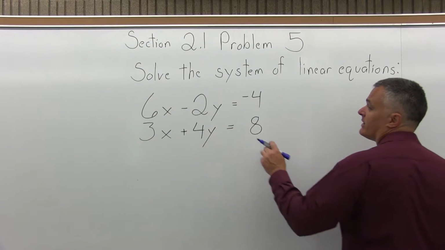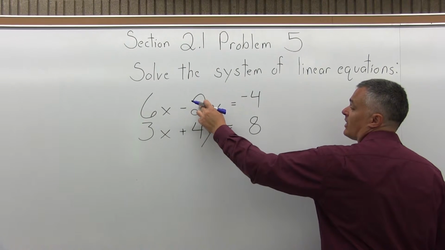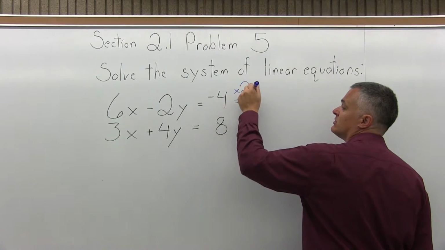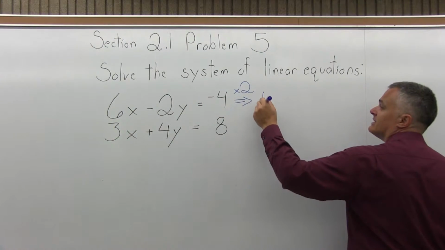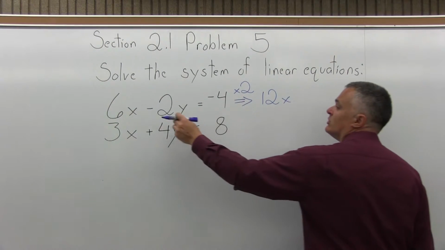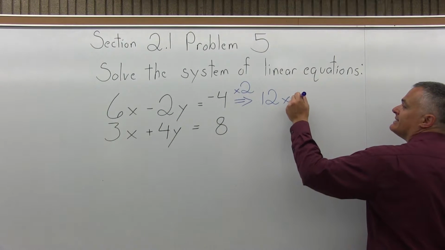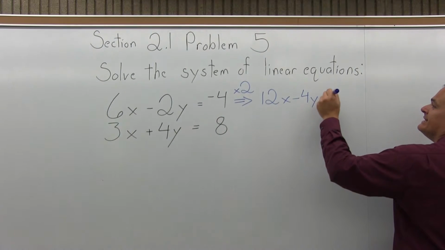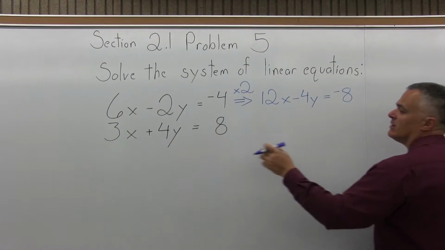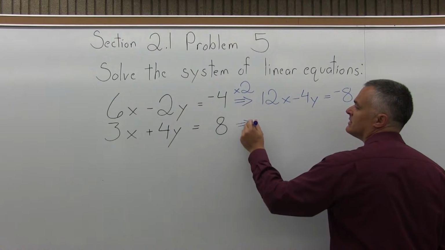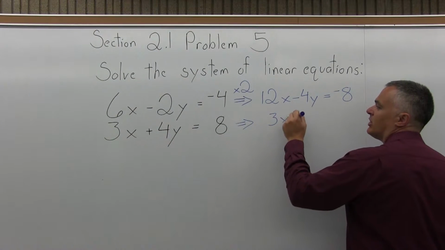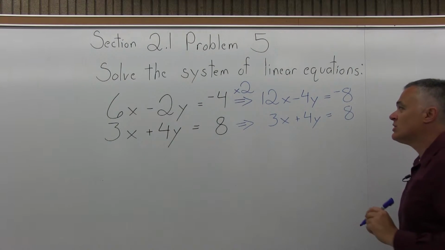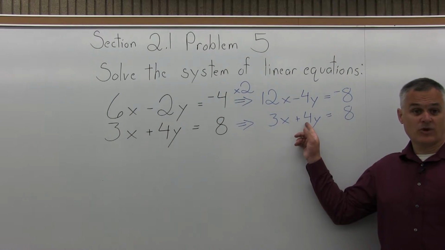So for step 1, I need to make this negative 2y into a negative 4y. To do that, I will multiply everything times 2. 2 times 6x is 12x. 2 times negative 2y is negative 4y. And then 2 times negative 4 is negative 8. Don't lose the negative. And the bottom equation can stay the way it is: 3x plus 4y equals 8. So now one of my variables has the same number in front but with opposite signs.